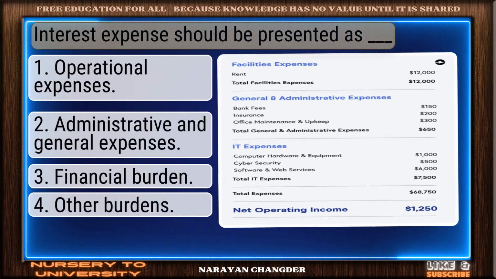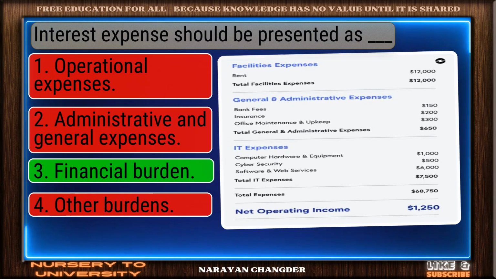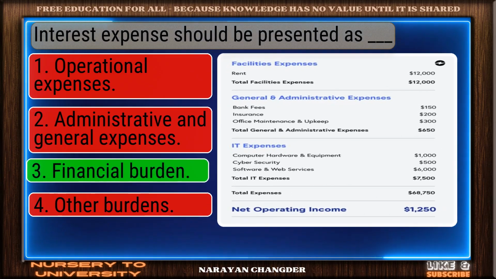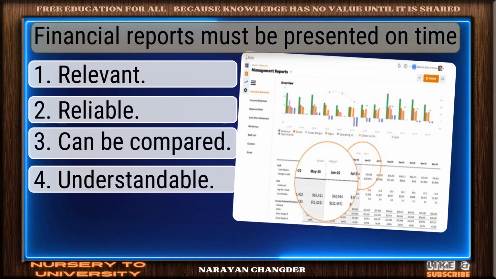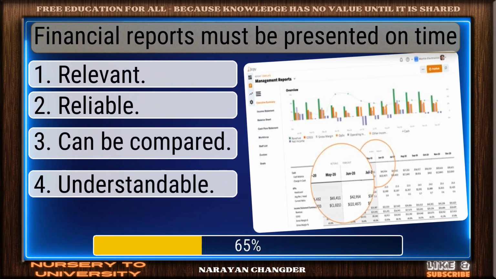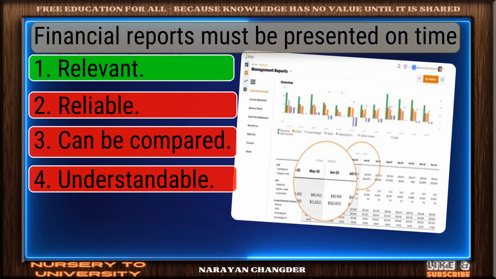Interest expense should be presented as dash. You chose financial burden, and it is correct. Financial reports must be presented on time. You're right. Relevant is the correct answer.